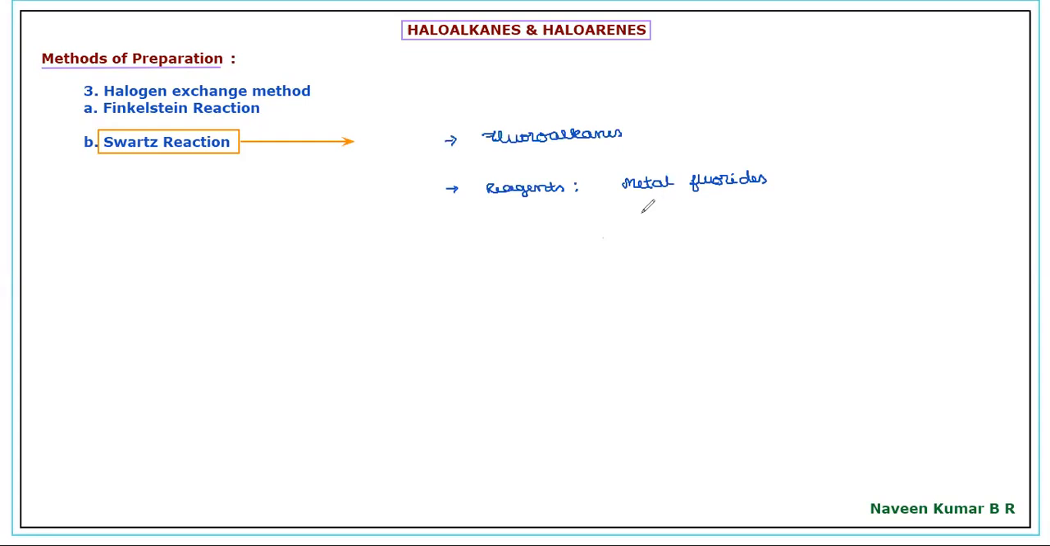A few important metal fluorides used for the exchange reaction are AgF, silver fluoride, mercurous fluoride Hg2F2, CoF3, or SbF3. Try to practice with one very important example to remember, which will be easy to practice. You can go with a metal fluoride to remember. The special reagent metal fluoride, it is silver fluoride.